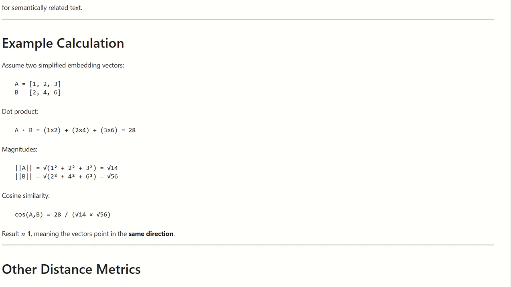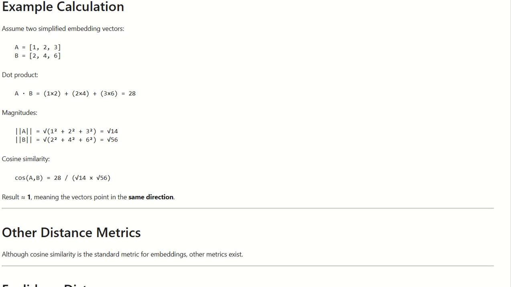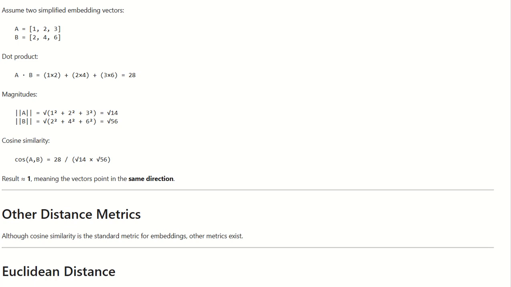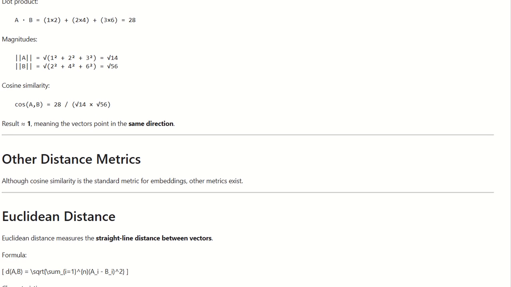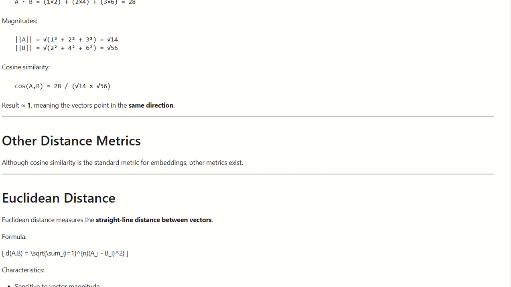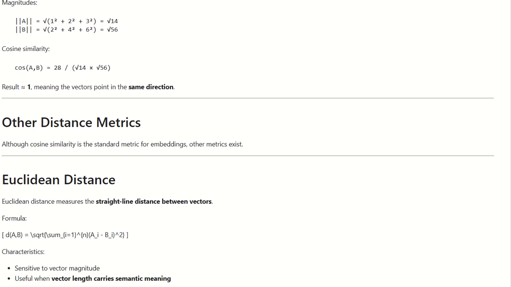Take a as 1, 2, 3 and b as 2, 4, 6. The dot product a dot b is 1 times 2 plus 2 times 4 plus 3 times 6, which equals 28. The magnitude mod a is root 14 and mod b is root 56, and finally the result is 1, meaning that the vectors point in the same direction.